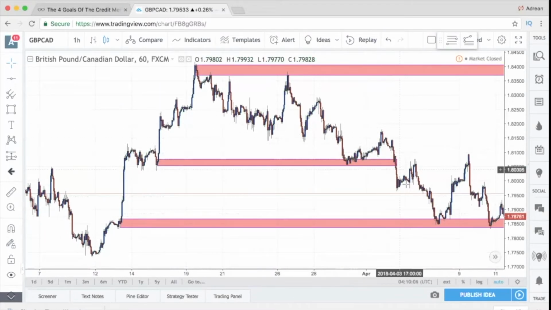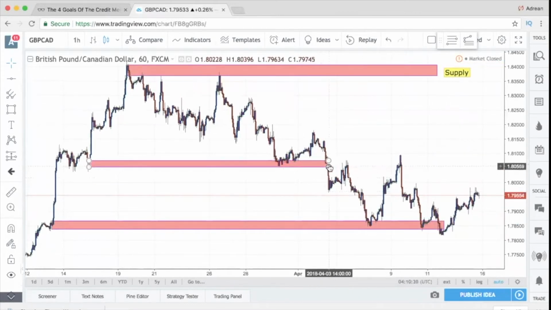Think of supply and demand as a hard floor or a hard roof. In order for price to break that, it has to force itself to break it. So every single time you see these breakouts try to break that major supply and demand zone, it will always force itself through. Look at this every single time.